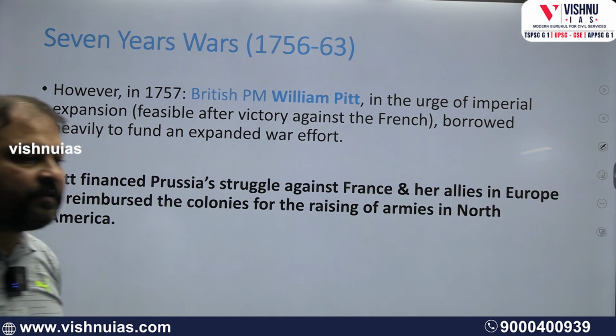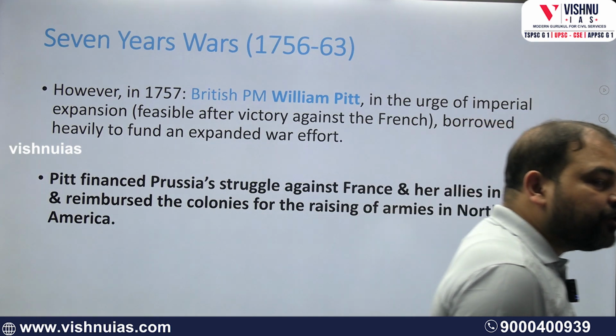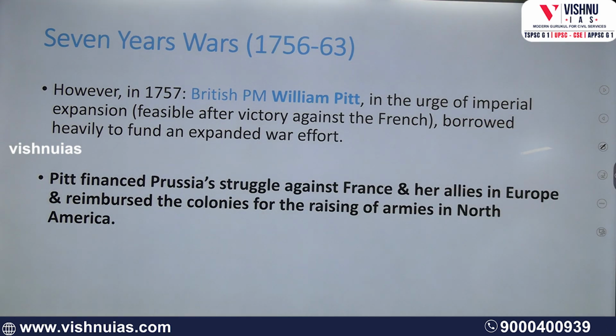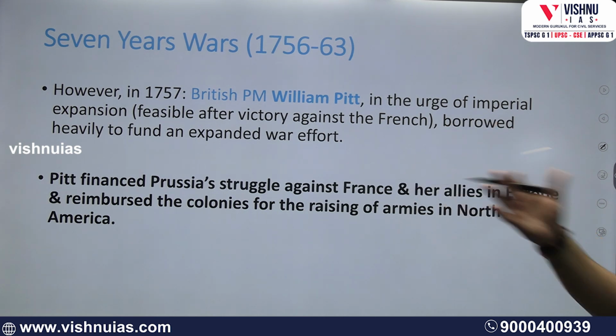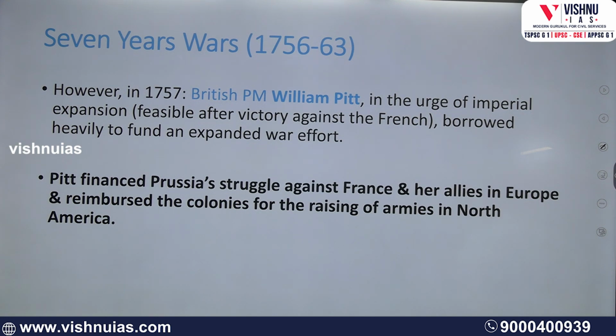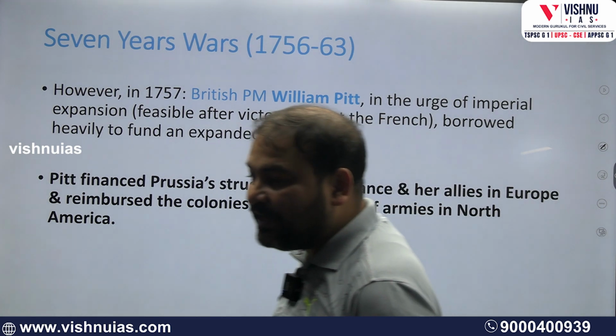Please underline this line. This is going to be the biggest problem, financial issues, which will lead to the American Revolution. Because you can understand, till 63, they are okay. After 63, all the problems would begin. And I'll show you as an example.